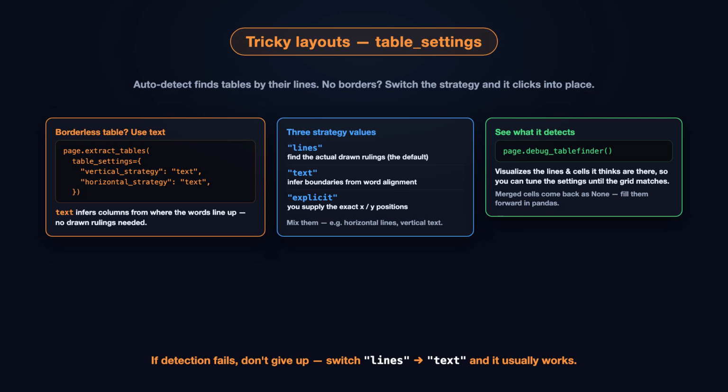text. When you are not sure why extraction is off, pdfplumber has a debugging helper, page.debug_table_finder, which lets you visualize exactly what lines and cells it thinks are there so you can tune the settings until the grid matches reality. A quick note on merged cells: pdfplumber returns the raw grid, so a value that spans several cells typically lands in one cell with the rest coming back as None. You handle that in pandas afterward by filling those values forward. The takeaway: if auto-detection fails, do not give up, switch strategies from lines to text and it usually clicks into place.